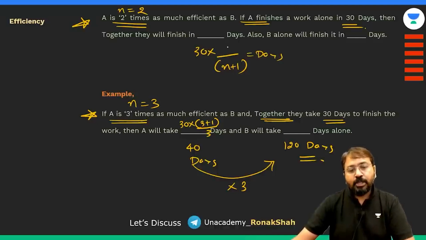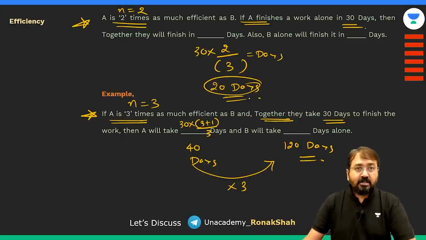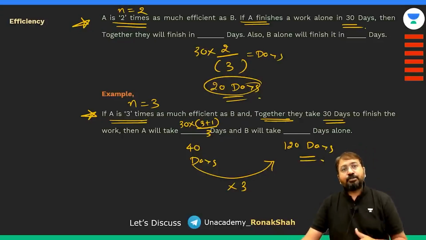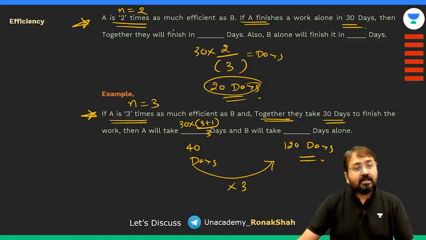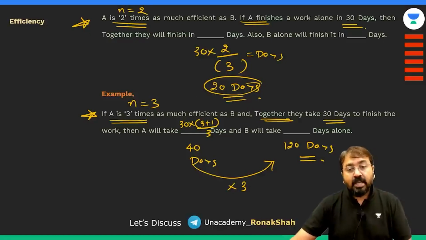So here n will be 2, so it will be straight away 30 into 2 by 3, so it will take 20 days. If A is twice as efficient as B, and A takes 30 days, then together they will take just 20 days to complete the work.